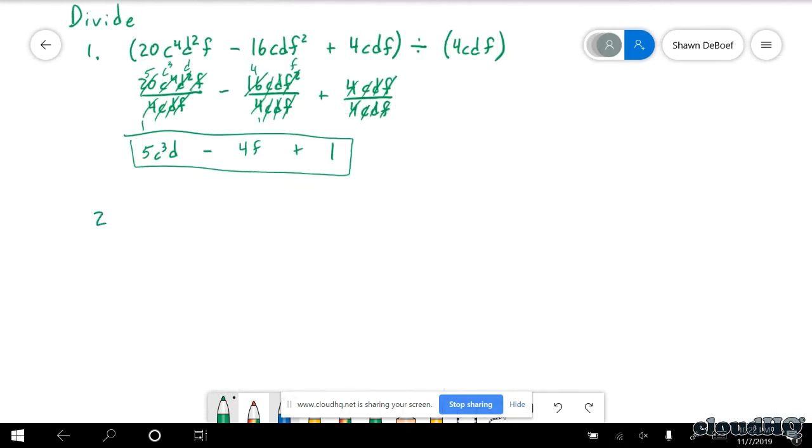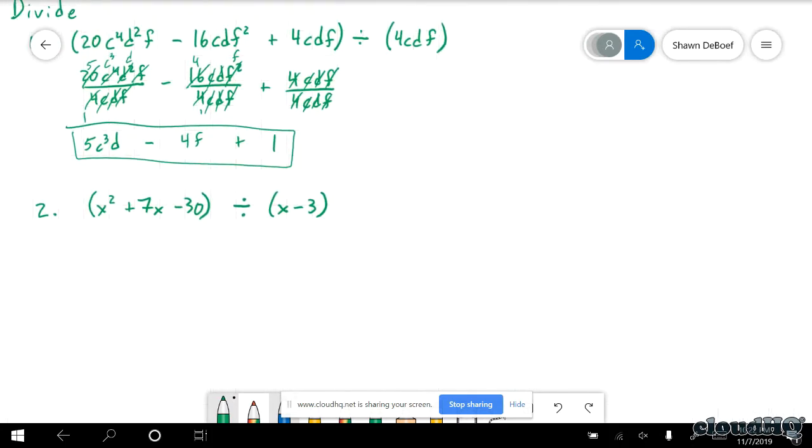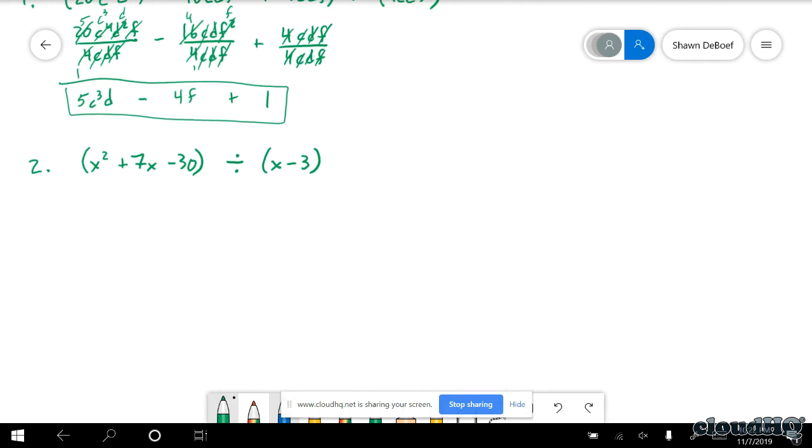Next, we'll divide by a binomial. And so we're going to use long division. So going clear back to like 4th grade math. We're going to divide that out long division. We're dividing by x minus 3, so that will go outside. And inside, x squared plus 7x minus 30.